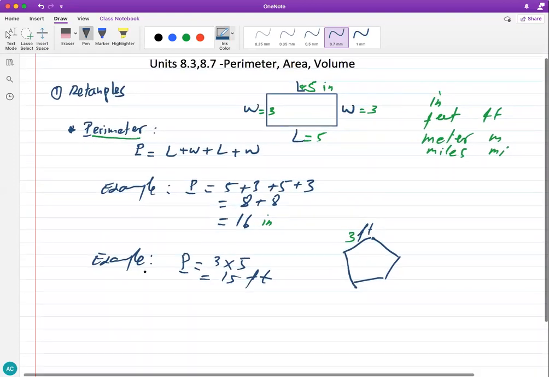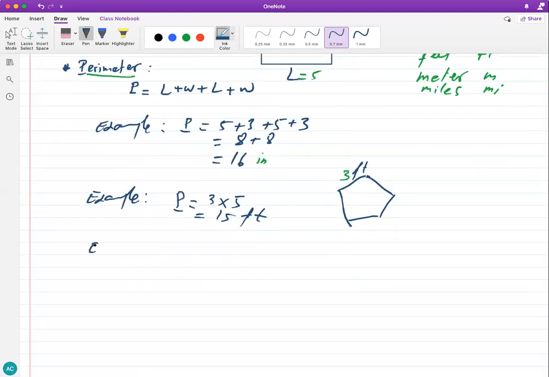Let's now see how to find the area. Or before the area, let's do one more example with the parameter. A very common shape, that's a triangle. Let's say 7, 4, and 8. So the parameter, what's the parameter of this triangle?